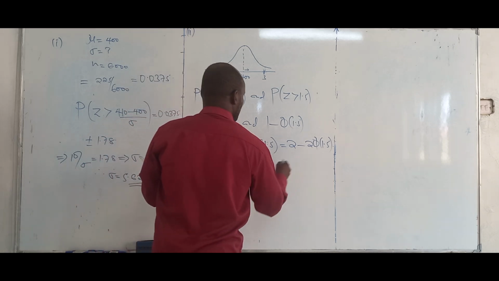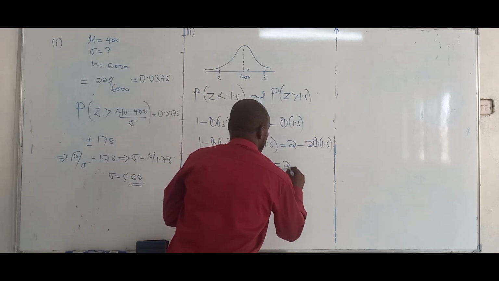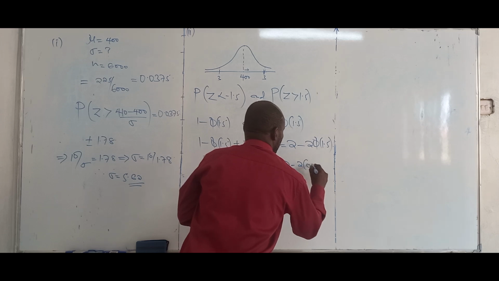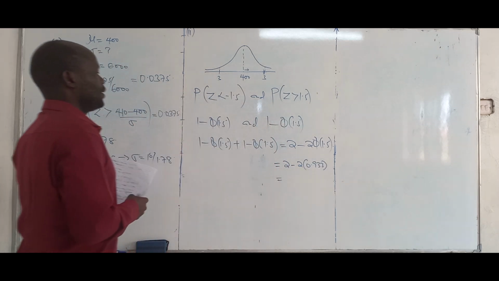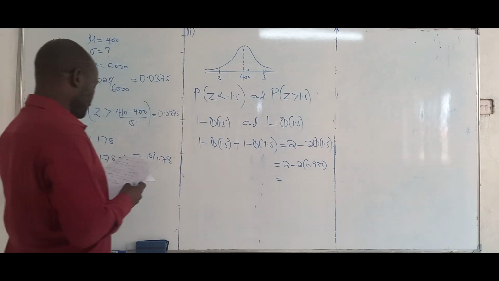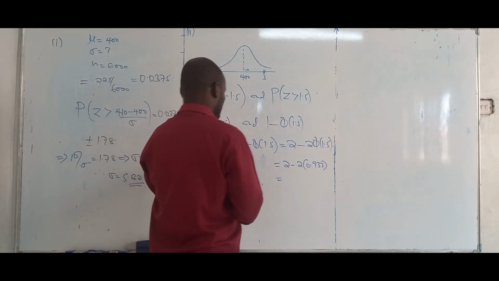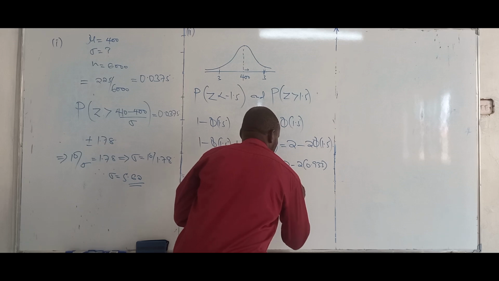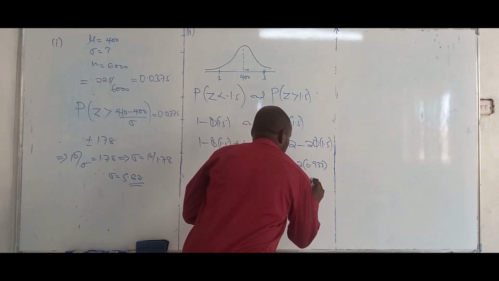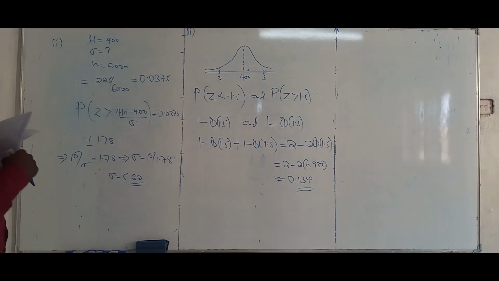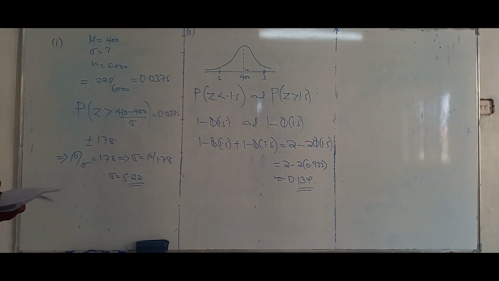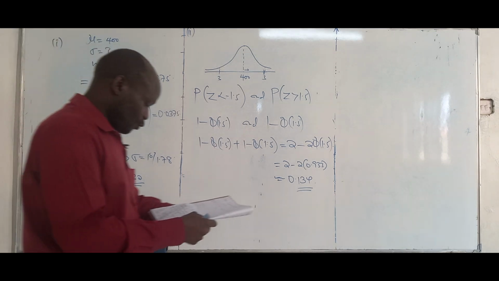So if we substitute that here, it will be 2 minus 2 times 0.9332. That should give us, if we work that out, about 0.134. That's the probability that we sought to find in Roman 2.